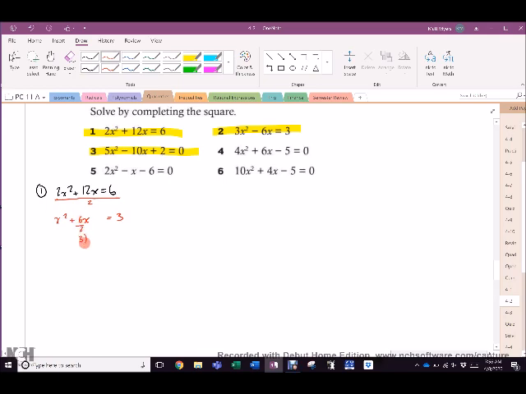Divide by 2. 3 squared is 9. Add 9 to both sides. X plus 3 squared equals 12. X plus 3 equals plus or minus the square root of 12, because of course I square root both sides, and x equals negative 3 plus or minus the root of 12, which of course we remember is 4 times 3. So our best answer is negative 3 plus or minus 2 root 3.